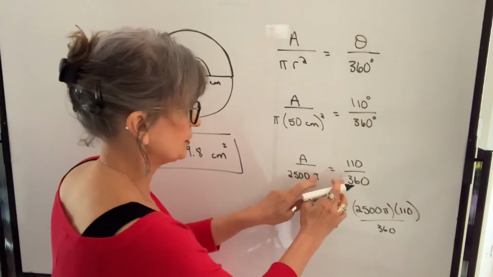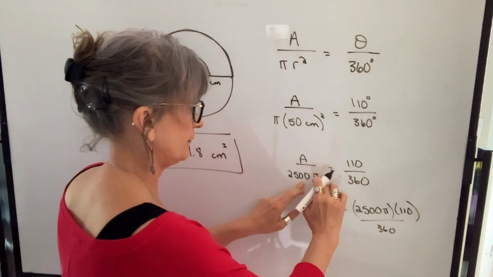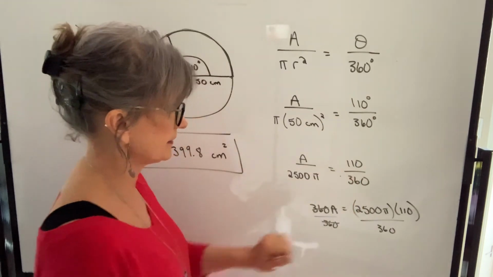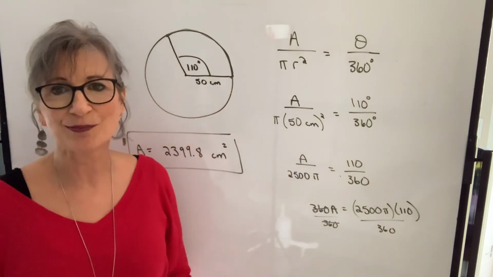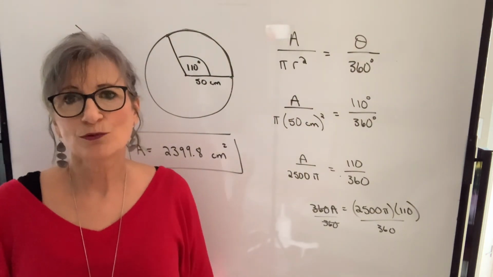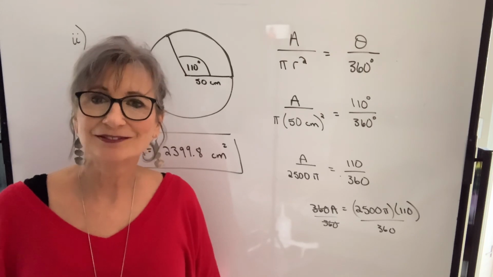Again, when I'm cross multiplying here, I could just take these numbers that are across from each other, just plug those in, this times this, and then divide by this. You don't necessarily have to write those steps down. These formulas or proportions work regardless of the size of the circle or the angle.